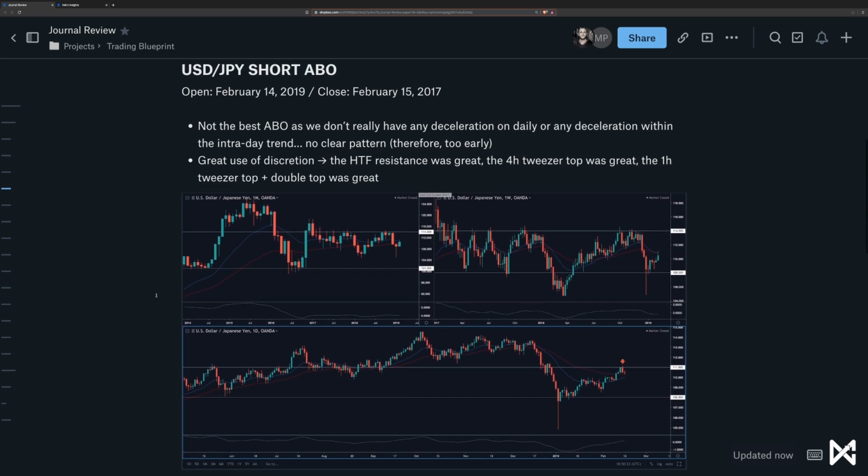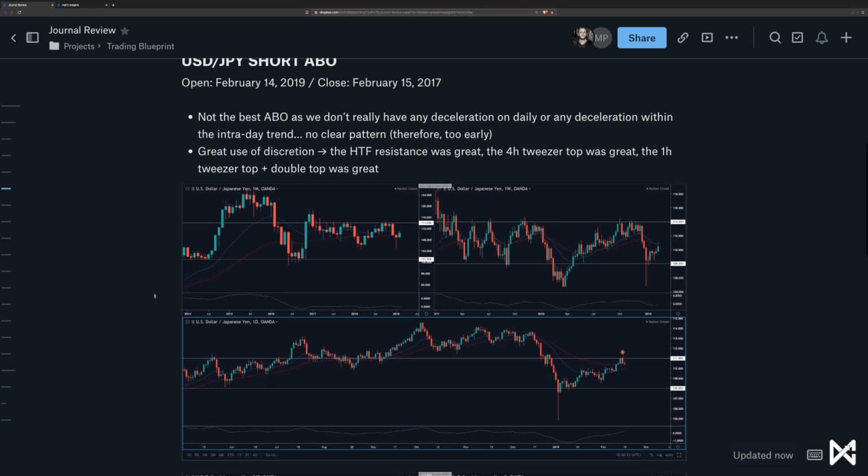Another ABO, dollar yen short ABO, and I have it here, not the best advanced breakout as we don't really have any deceleration on the daily or any deceleration within the intraday trend. No clear pattern, therefore it is too early.